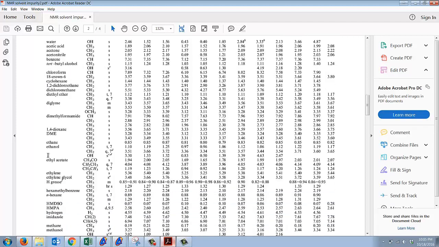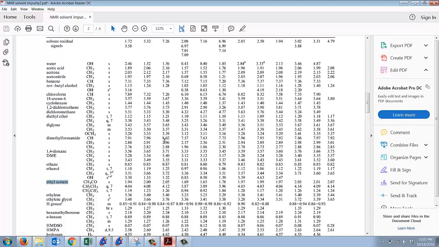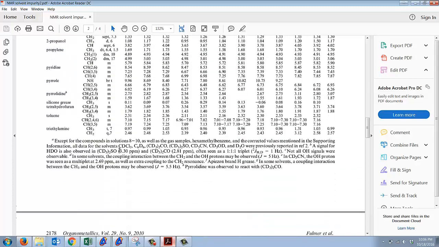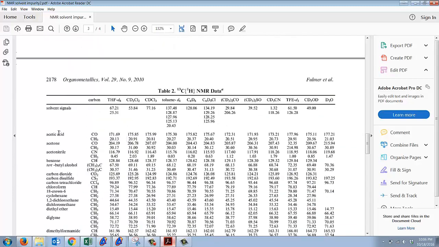Let's say we had ethyl acetate left over in our reaction. Looking at the chloroform column, I should have a singlet that shows up around 2.05, a quartet that shows up around 4.12, and a triplet that shows up at 1.23. If we remember what the structure of ethyl acetate looks like, it has a CH3 next to a carbonyl. That carbonyl is next to an oxygen, and beside that oxygen is a CH2, then a CH3. Now if we go to the next page, we have a carbon NMR version of this.